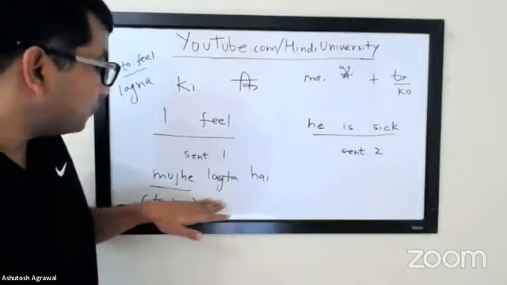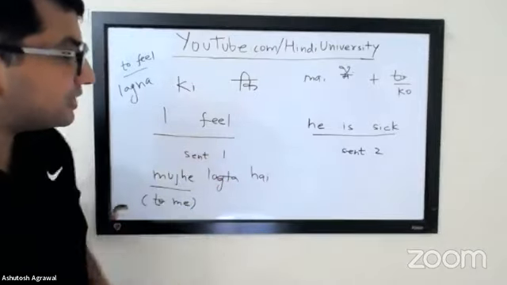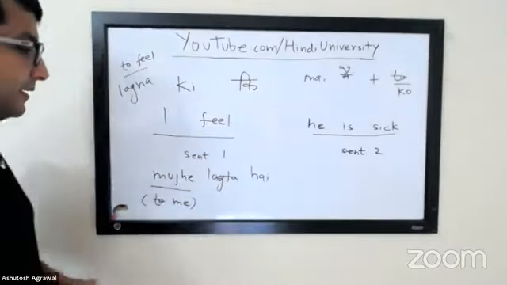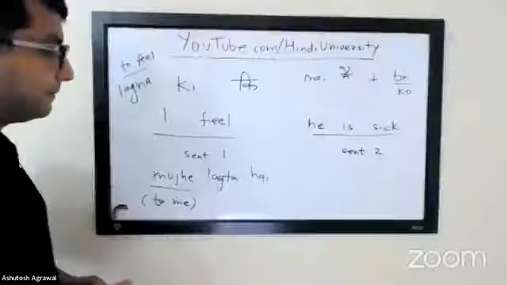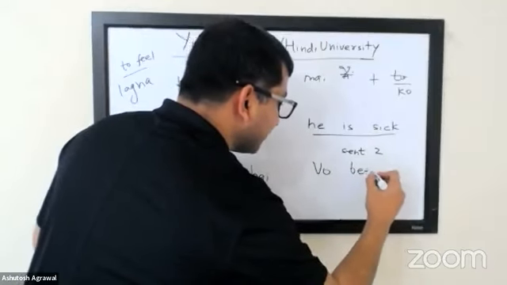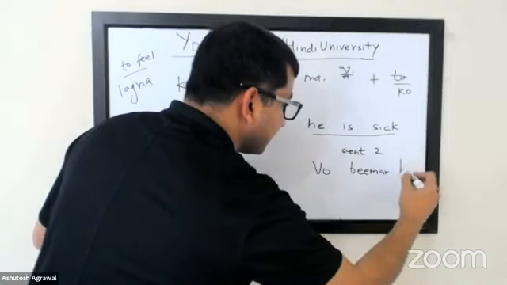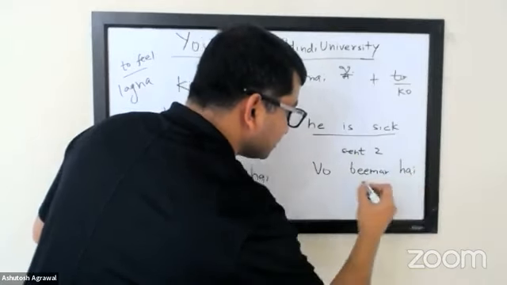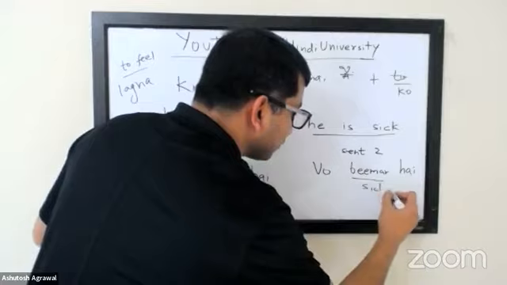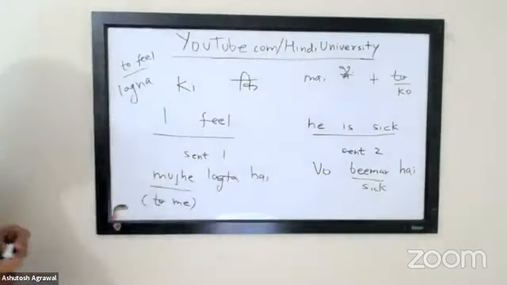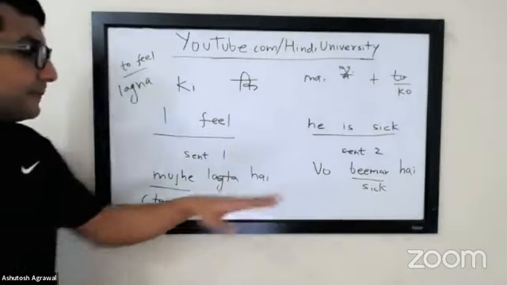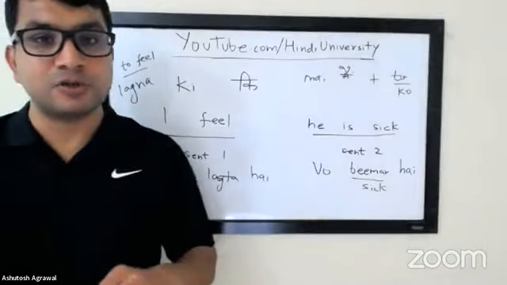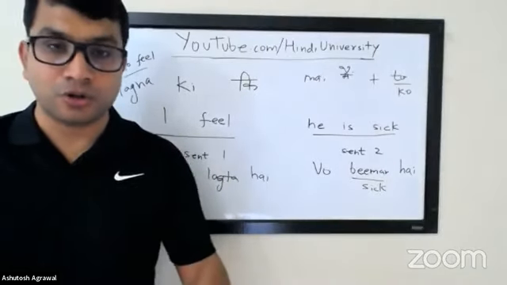So मुझे लगता है. Colin ji, you want to say this one also? He is sick. वो बीमार है. Very good, right? So you can say वो बीमार है or वह बीमार है. And it's okay to use वो sick है if you don't immediately come up with this word. So these are two separate sentences. You can call them sentence 1, sentence 2, or clause 1 and clause 2.